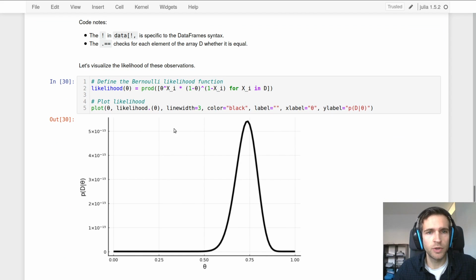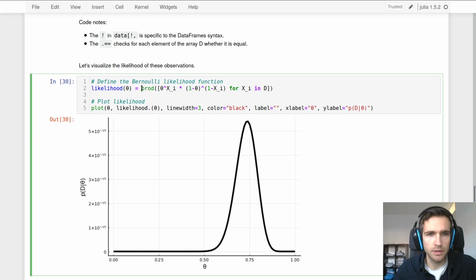So let's visualize the likelihood of these observations. Before we dive into this graph, let's take a moment to look at what the likelihood function actually is. I told you before that the likelihood of a single observation is a Bernoulli distribution's function. And I told you before that if you have independent observations, then you can take the product of the individual probabilities to get the probability for the whole data set. So what is happening here?